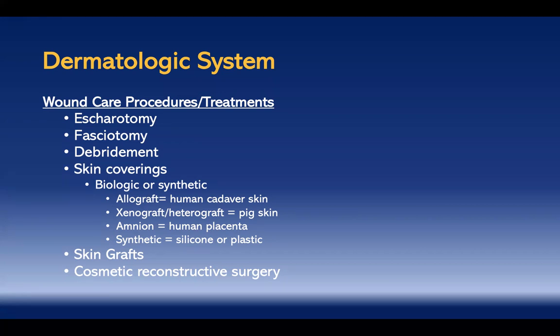Now, skin coverings can be either biologic or synthetic. An allograft comes from human cadaver skin. A xenograft or heterograft is from pig skin. Amnion is from a human placenta, and synthetic comes from silicone or plastic. So skin grafts are done. Skin grafts can, again, be any of these types of skin coverings to close wounds and prevent infection. And then once the patient is healed, they may require some cosmetic reconstructive surgery to restore appearances as well.